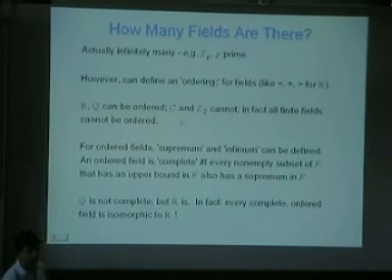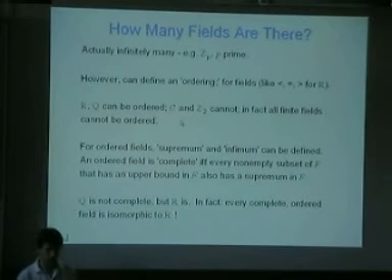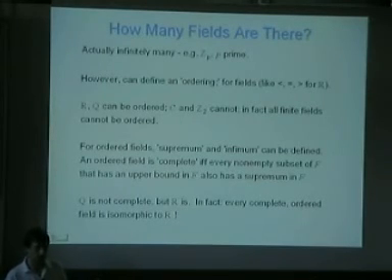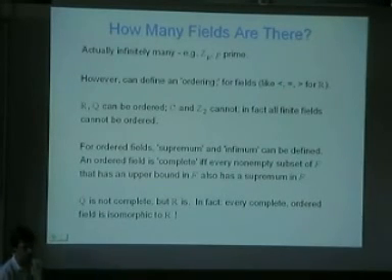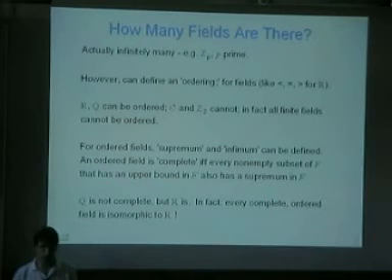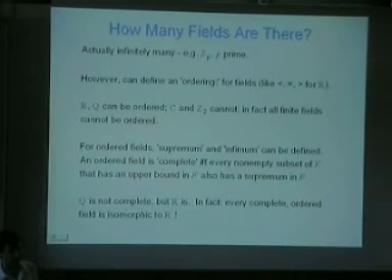For ordered fields, you can define a highest and lowest, or a supremum and infimum, roughly speaking. An ordered field is complete if every non-empty subset that has an upper bound also has a supremum. This is not true of the rationals, but it is true of the reals. And so here's a key point: there's only one kind of field, in the sense that if you require the field to be ordered, every complete ordered field is just the reals.